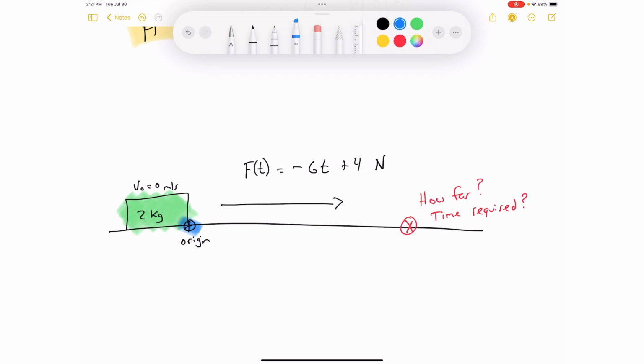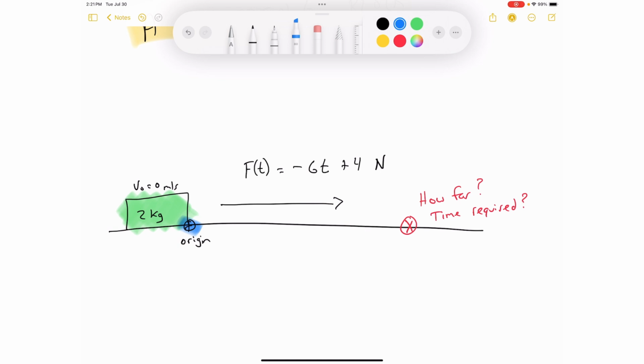The problem says it has a force applied to it. The force is a function of time, and it gave us alpha and beta values, but if you swap them in, you get negative 6t plus 4, in newtons. So if you plug in some t like 5, 5 times 6 is 30, negative 30, plus 4 is negative 26. So if you plug in a 5, you get negative 26 newtons.